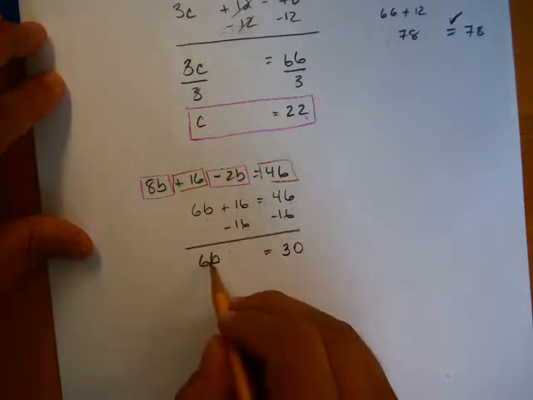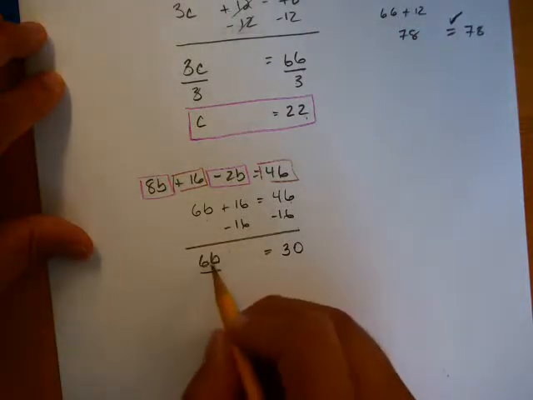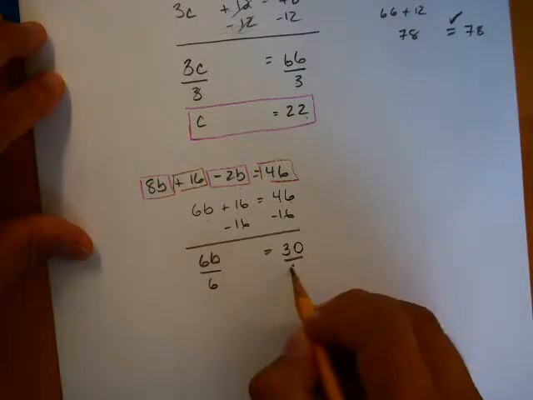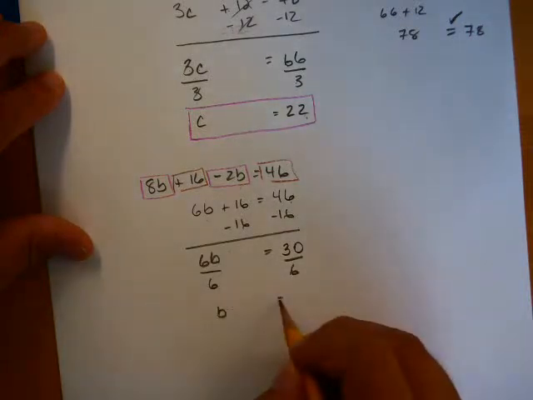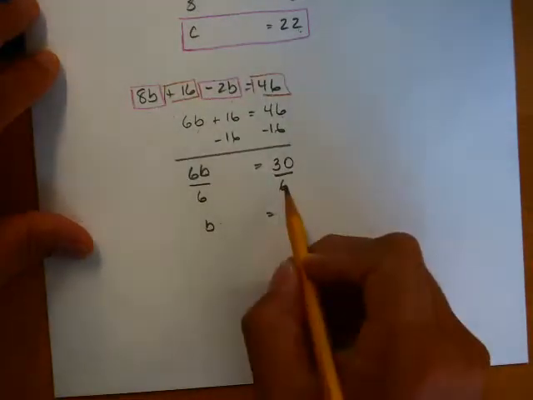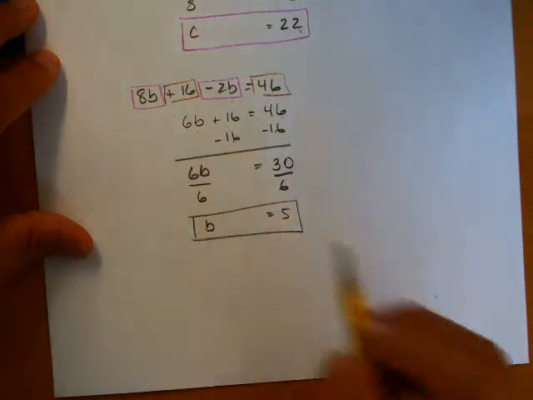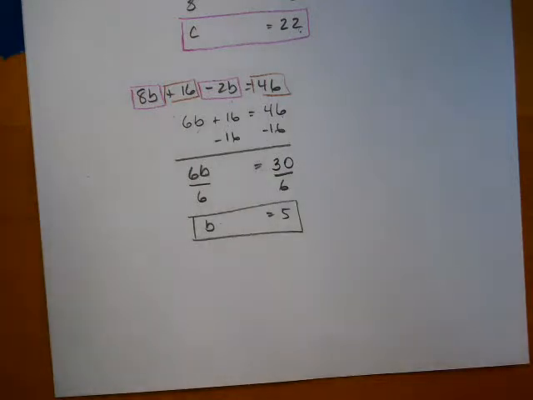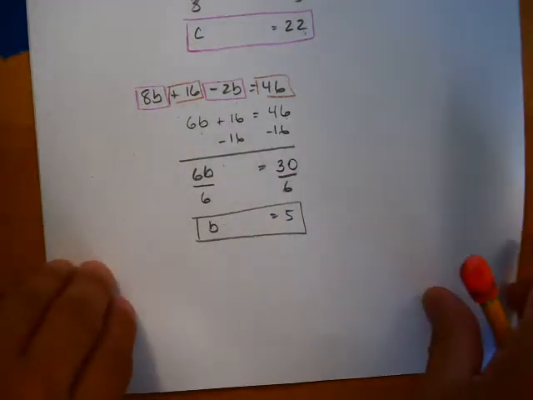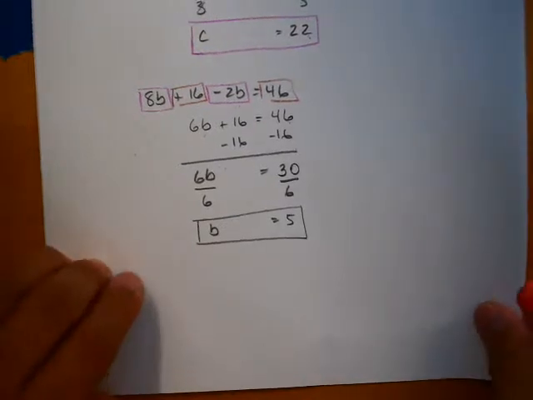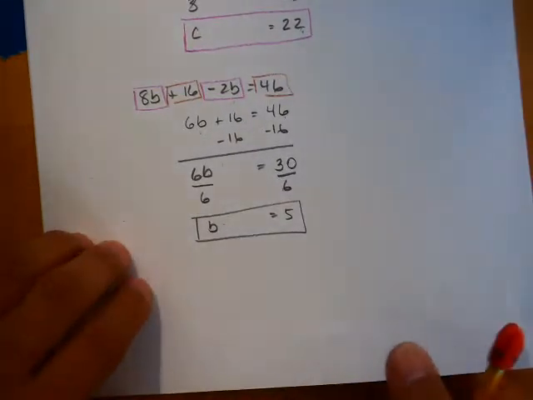And now I have 6 times b, so the inverse operation of multiplication is division. And b is equal to 5. We did it. Okay? Alright. Not too bad, right? And if that's all we had to do, then this would be a super easy peasy lemon squeezy section. But there's more to it, of course.